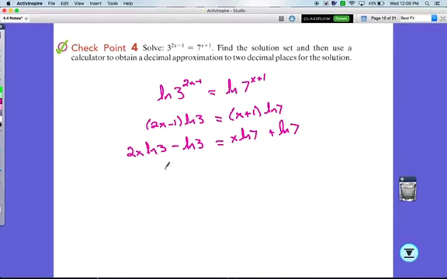Bring the x terms to the left. So the 2x was already over there. I'm going to subtract the x natural log of 7 over there. That came over. And then the natural log of 3 will go over here. So I already had the natural log of 7, and I'm adding the natural log of 3 over. Oh, forgot the x here, my bad.